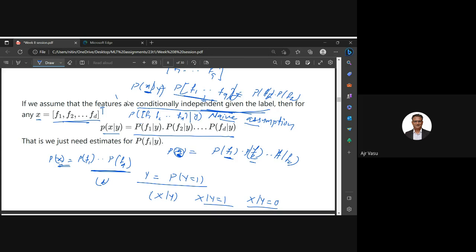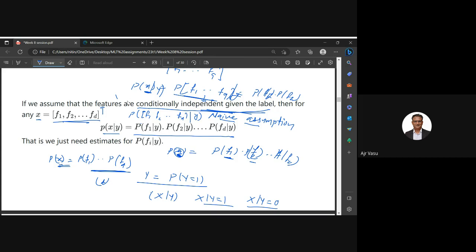No, this one, the second one, I got because they're independent. And see, P of F1 given Y is itself a probability space, and there are two things to be estimated. If you estimate one, the other one is obvious because it's 1 minus that. So there are d probability spaces, or whatever is the right word. Yes, this part is clear.